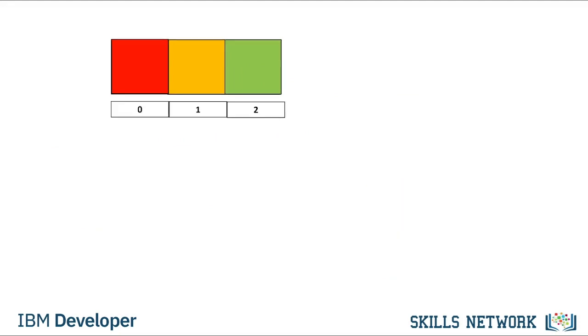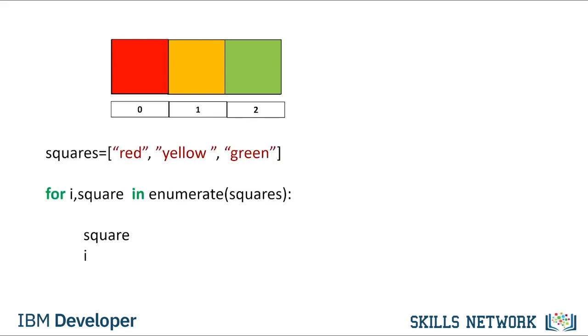A useful function for iterating data is enumerate. It can be used to obtain the index and the element in the list. Let's use the box analogy with the numbers representing the index of each square. This is the syntax to iterate through a list and provide the index of each element. We use the list squares and use the names of the colors to represent the colored squares. The argument of the function enumerate is the list, in this case squares. The variable i is the index, and the variable square is the corresponding element in the list.